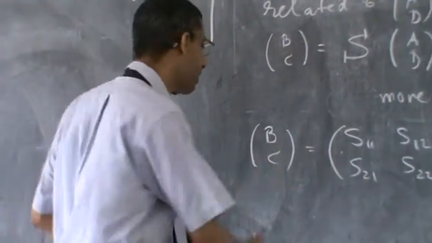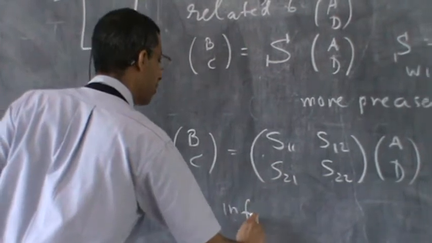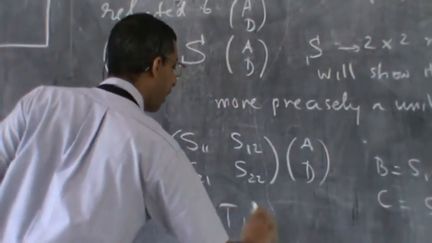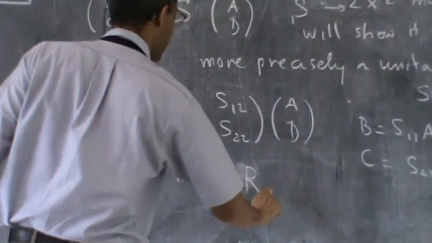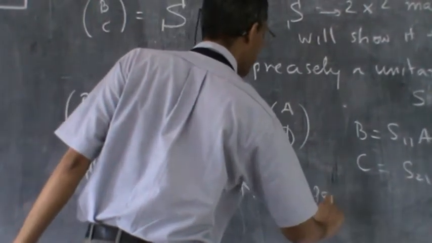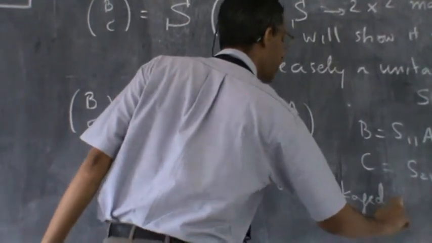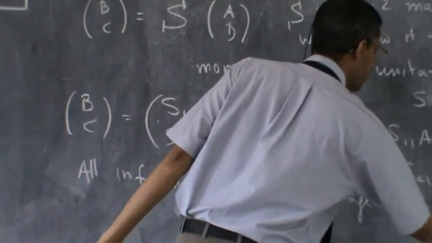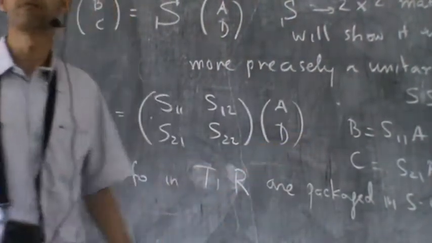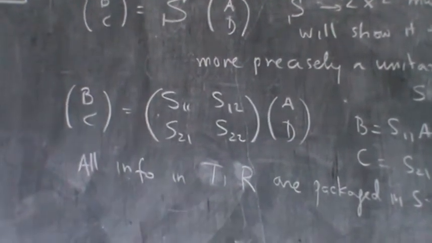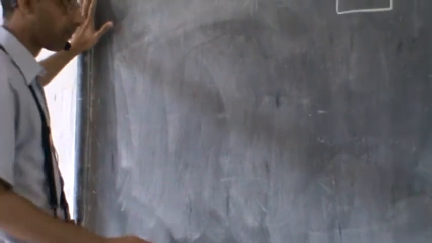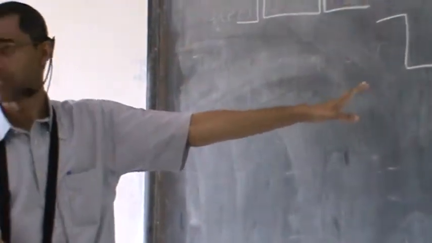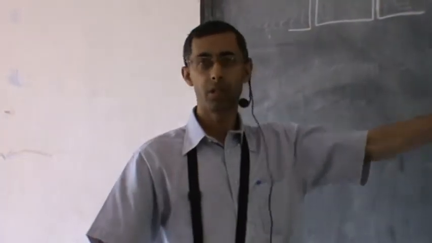So all the information in T and R is in the S matrix. The S matrix has information about reflection and transmission amplitudes as well as coefficients. Let us see why. So you understand that it's a 2 by 2 matrix. Unitarity we will show separately.